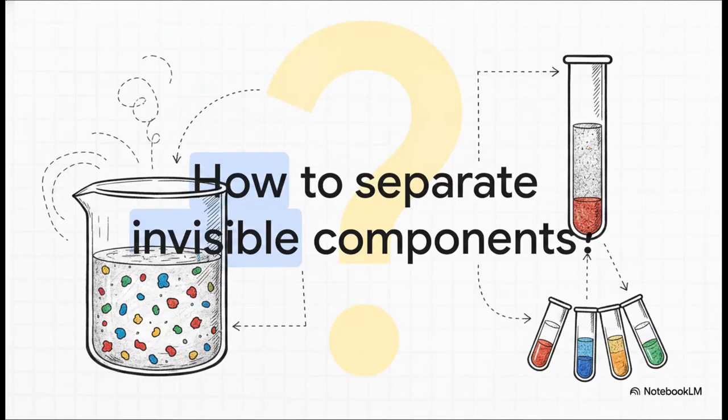So imagine you're handed a glass of what looks like perfectly clear water, or maybe a single drop of a really complex pharmaceutical compound. Here's the puzzle we have to solve. How do scientists actually separate the invisible, seemingly inseparable components of that mixture? I mean, when everything is blended perfectly into a single homogeneous liquid or gas, how do we pull out the individual building blocks to see exactly what's inside?